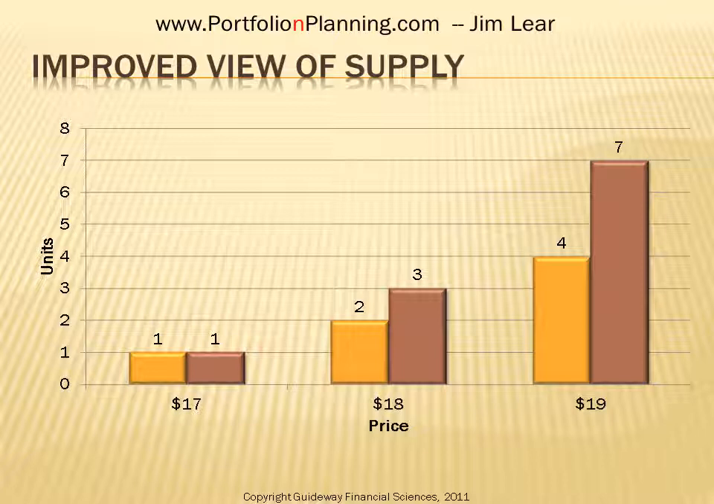If the price is at $18 or slightly higher, then there will be 3 oil wells in production, 2 at 18 and the 1 at 17, and so on. Say there are 4 oil wells producing at $19. A market price of slightly above $19 will mean that 7 units will be produced, 4 at 19, 2 at 18, and 1 at 17.